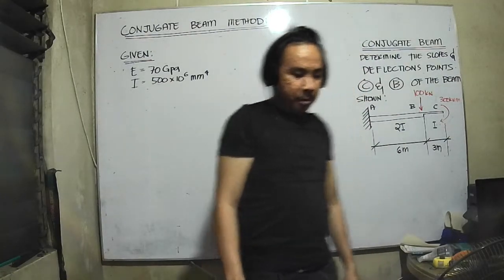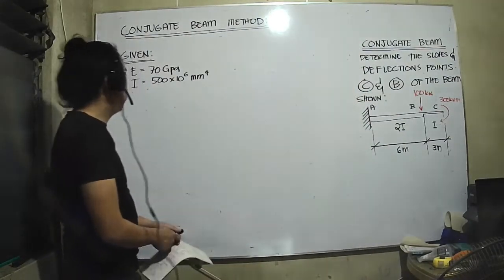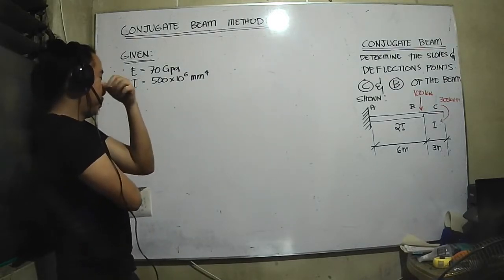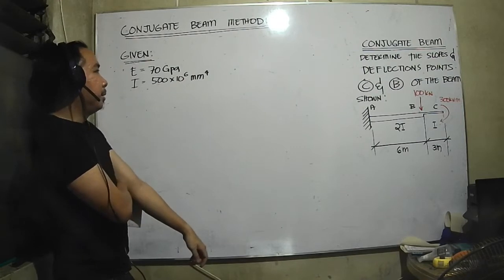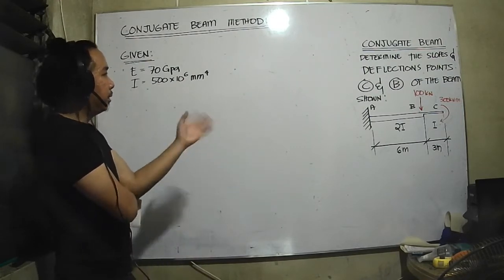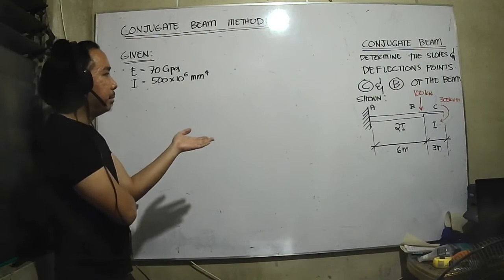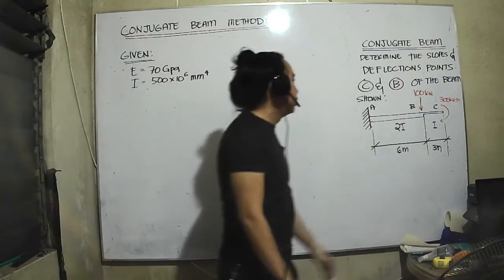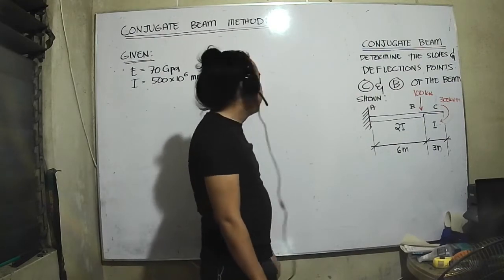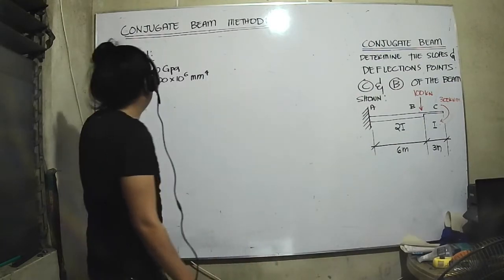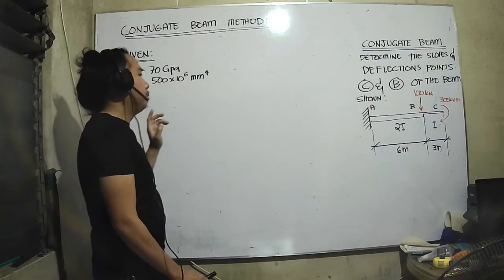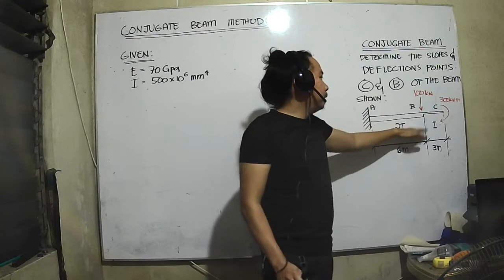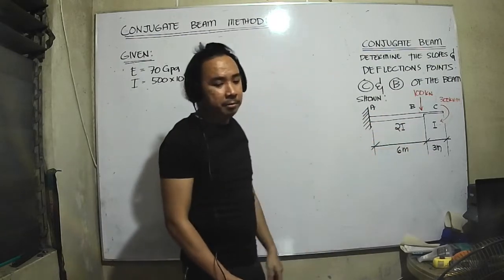Okay, so we're up to another sample problem about conjugate beams. We need to determine the slopes and deflections of points C and B of the beam shown. We are given EI here. Now, we have a unique issue in which this portion has 2I, while the other portion is just one I.